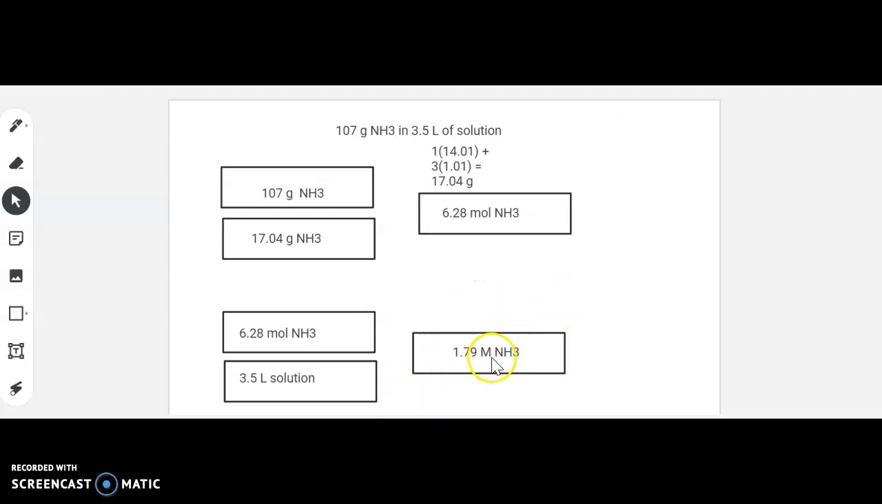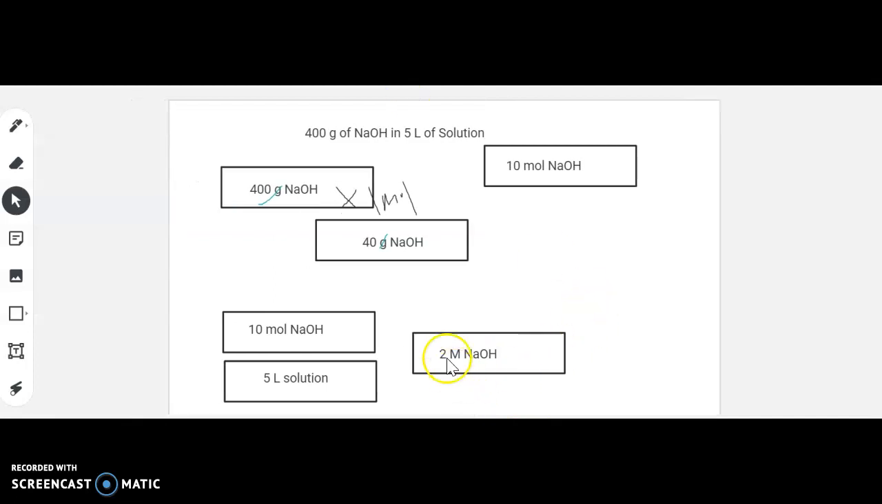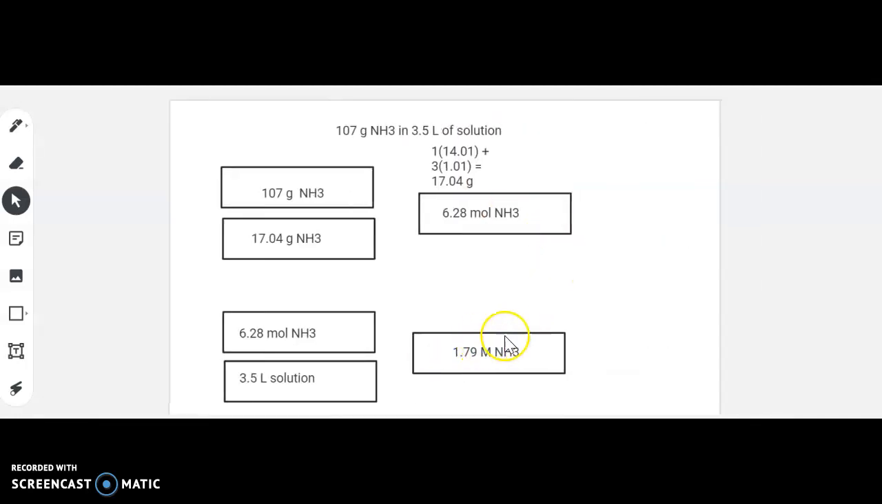We're going to look at the two concentrations now. This is our final answer for 1.79 and 2. They're very close, but think about which one would have a higher concentration. 2 is larger than 1.79, so 2 is a higher concentration than 1.79.